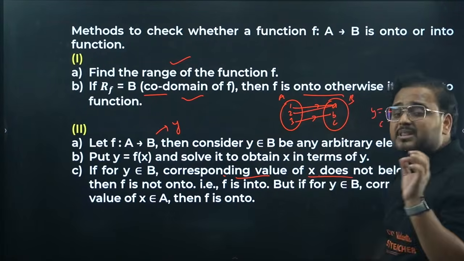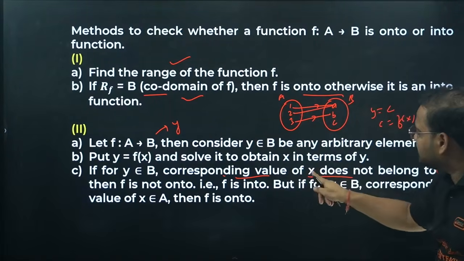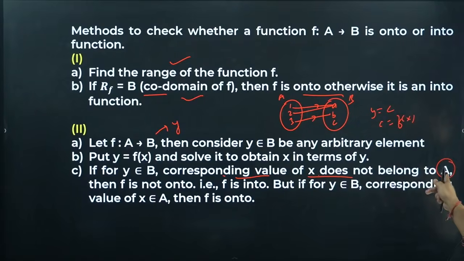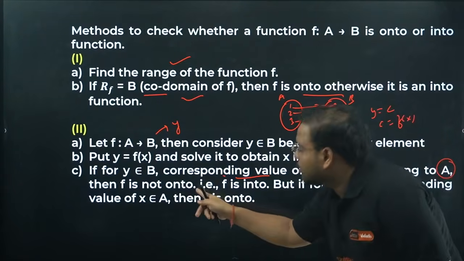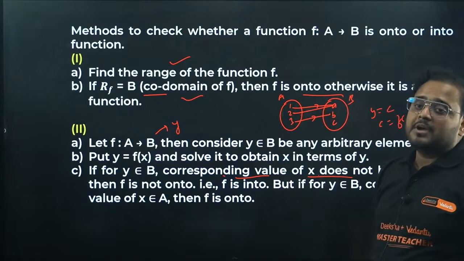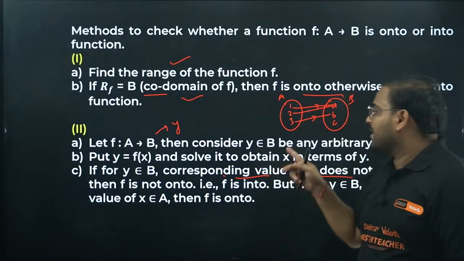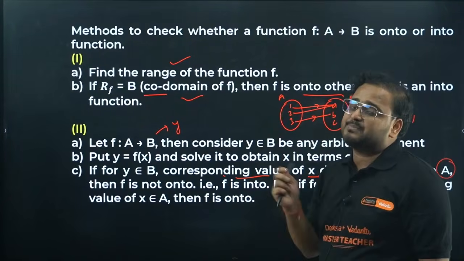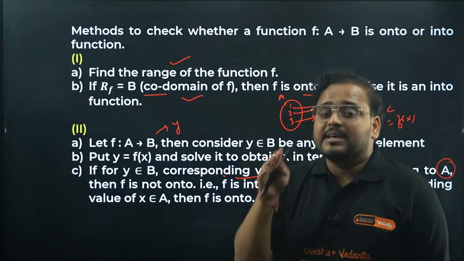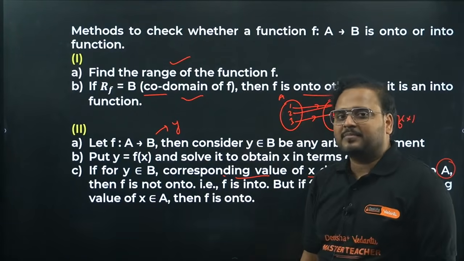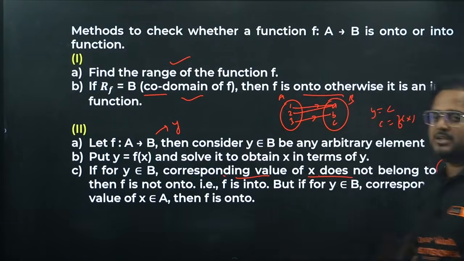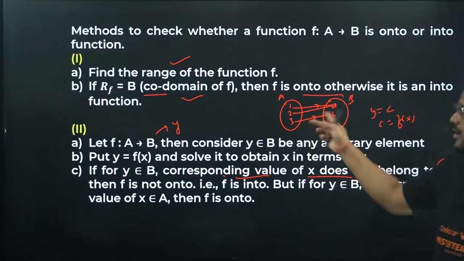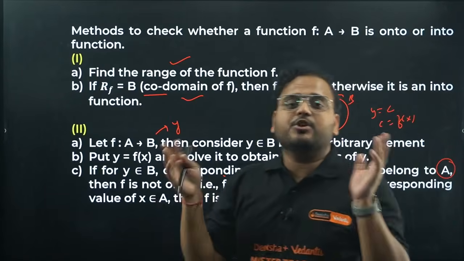Then basically it will mean that the value of x does not belong to the set A, then f is not onto and f is into. But if it belongs, meaning for every value of y belonging to B from the codomain, if you are able to find the corresponding value of x in the domain, it will become an onto function. Please check. Basically, look through the mapping. None of the elements should be left out.